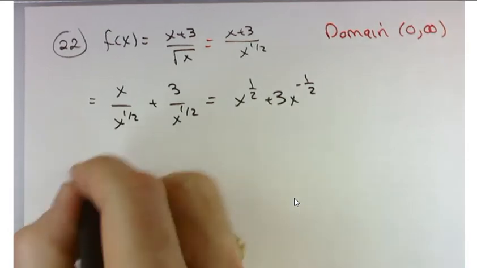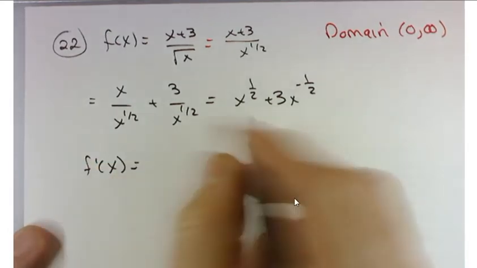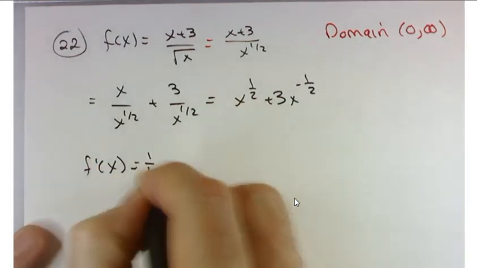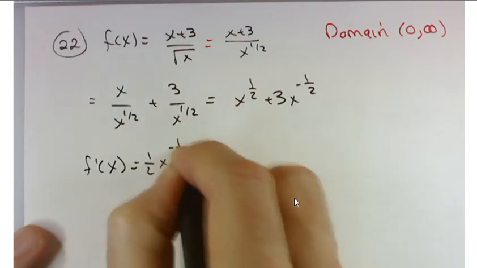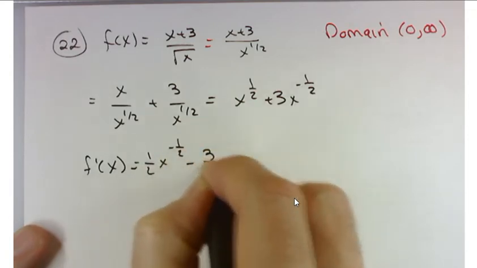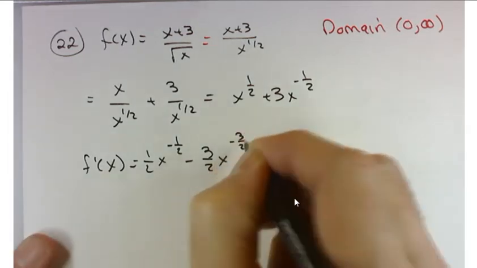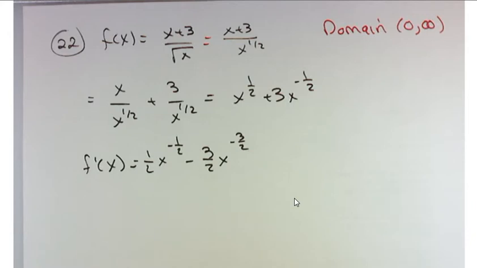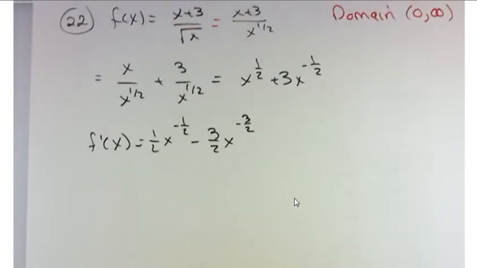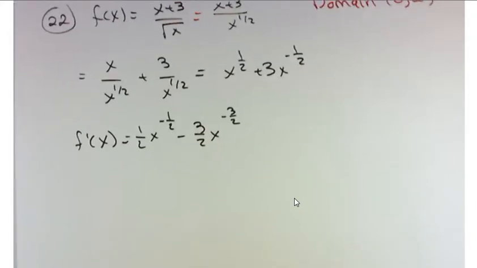F prime of x is going to be 1/2 x to the negative 1/2 minus 3/2 x to what power? What power am I going to get for that one? 3/2 x to the, thank you, negative 3/2. So negative 3/2. Let's differentiate it again. We need to find the second derivative. So let's do that.